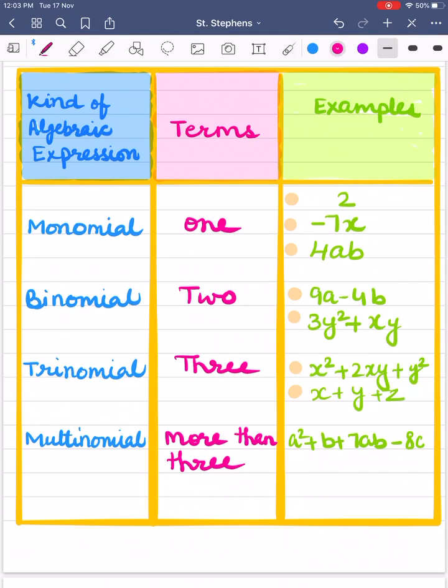is called multinomial. Here a² + b + 7ab − 8c is a multinomial as the algebraic expression consists of four terms.